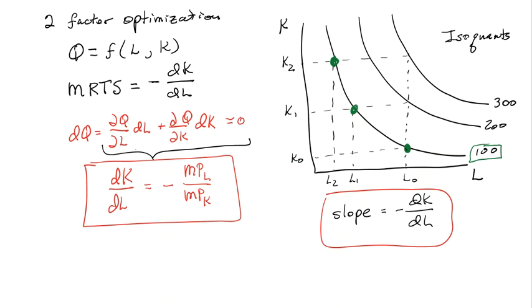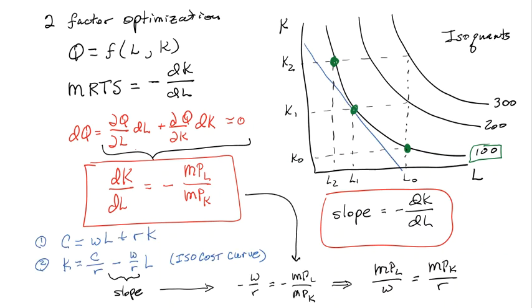So where's the secret sauce in this? Well, here's the secret sauce. In blue, equation 1 is the cost function. Wages times labor plus rental rates times capital. That is, W is the price of labor, R is the price of capital. And we rewrite that in terms of K as a function of L, so we can graph it. You can see the blue line over there. And K is equal to C over R, which is a constant, we don't care about it, minus W over R, which is the slope.